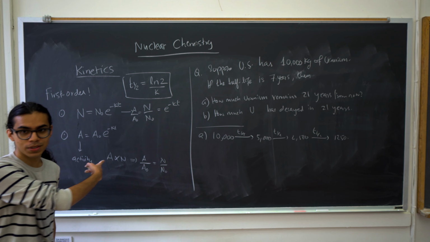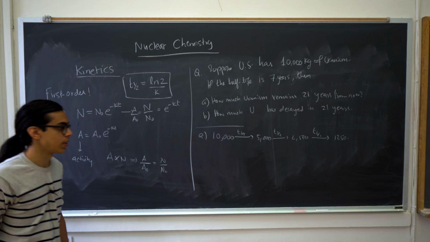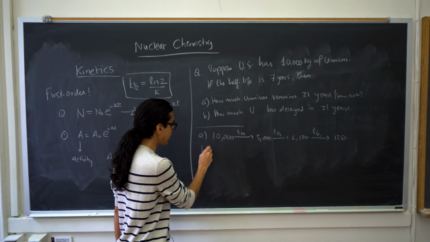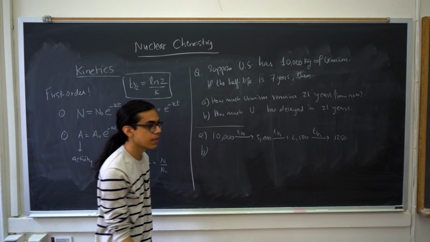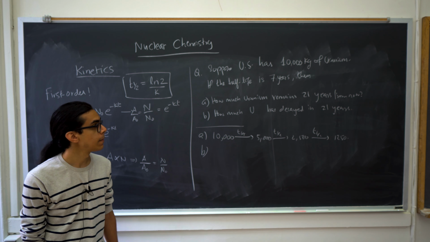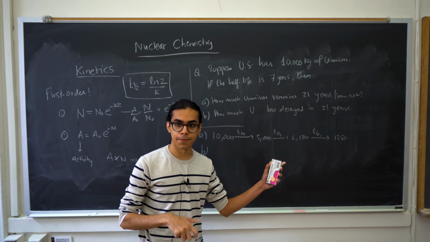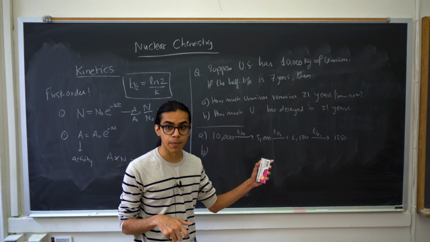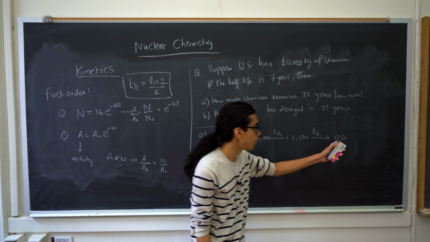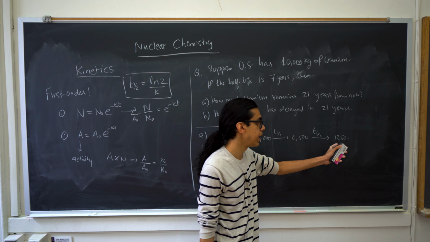Exactly, then you would use this equation here. And we'll do a question like that. B is related to this. I wanted to give you both A and B because the wording can throw you off. Half-life pertains to how much is left, not how much is used up, right? That's an important distinction. So 1,250 remains.